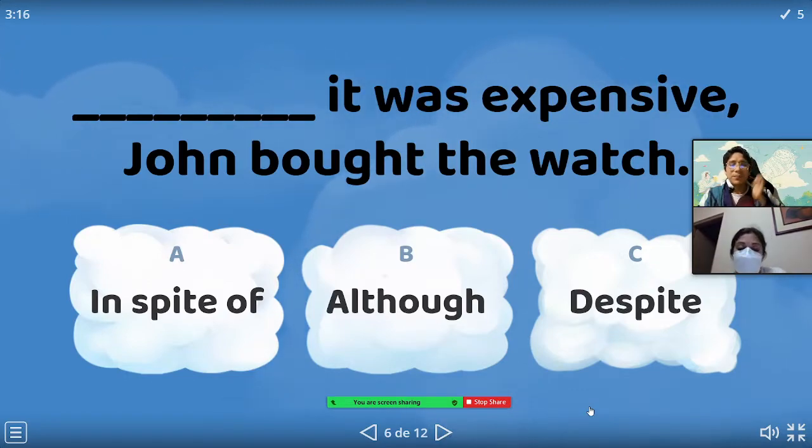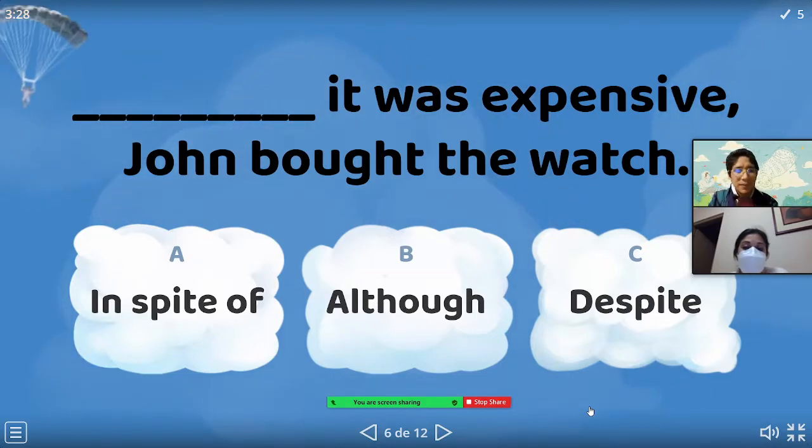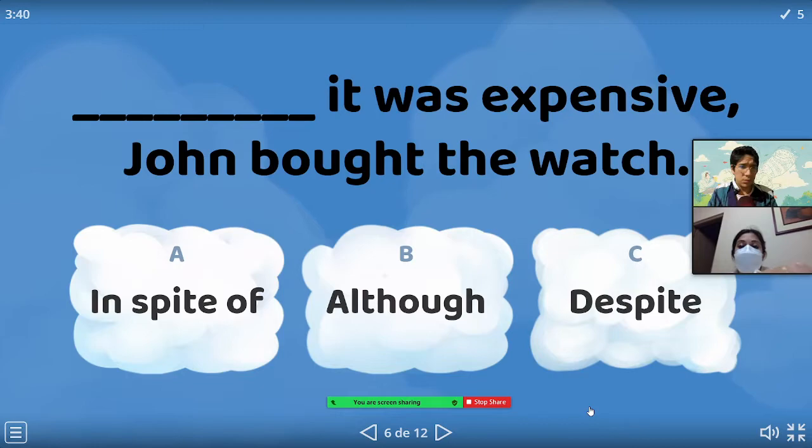Number 2. It was expensive. John bought the watch. Analiza. ¿Podrá ser in spite of, although, or despite? Although. ¿Por qué no puede ser in spite of or despite? Es diferente sujeto. Está hablando del reloj y la segunda está hablando de mí. A ver, a pesar... Ok, pero hay otra cosita más. Hay otra cosita más que me dice que no puede ser despite y no puede ser in spite of. Súper clave.